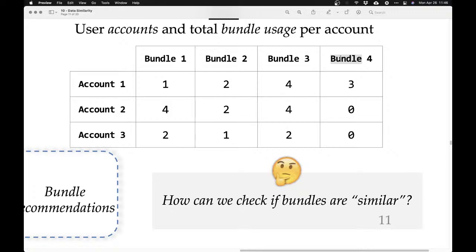You can go out and make a dating service. You can make a movie recommendation system. You can make whatever you want.